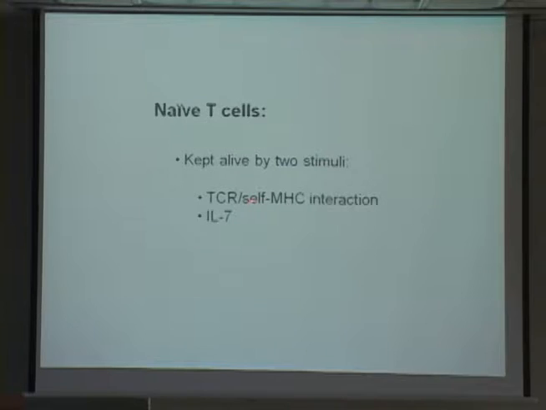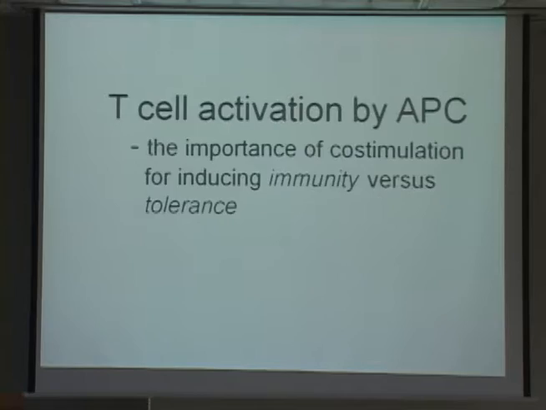Now, this interaction does not make the cells divide. It keeps them alive in interphase. And that's an important point to bear in mind.